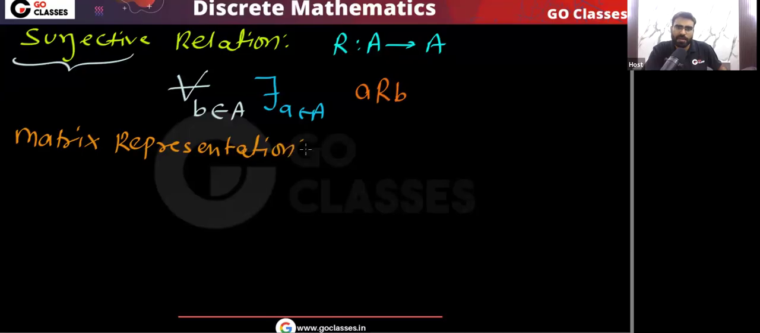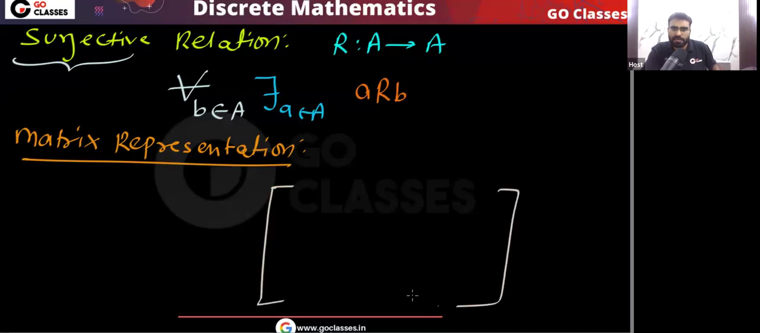Think about it. How is the matrix representation going to look? Let's assume that your set A has four elements: 1, 2, 3, 4 on both sides. Now you tell me how the matrix representation will look.